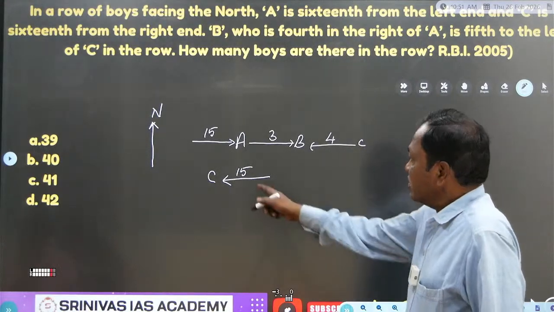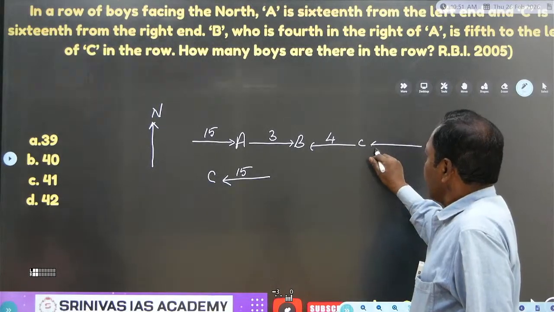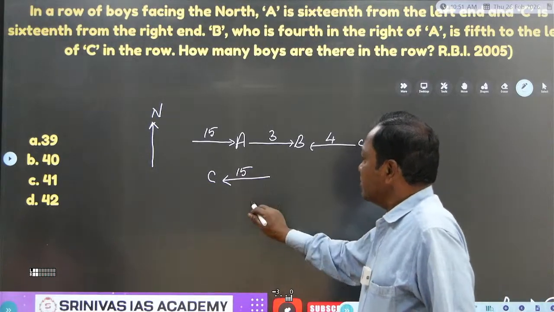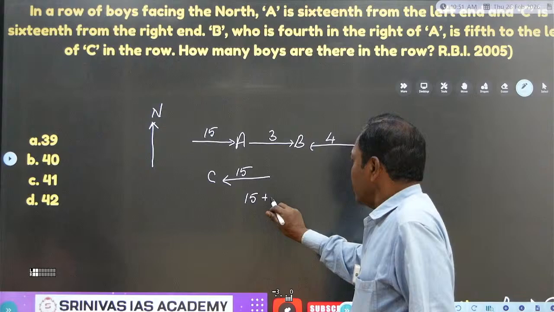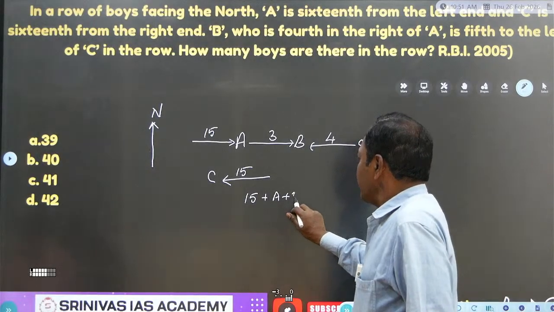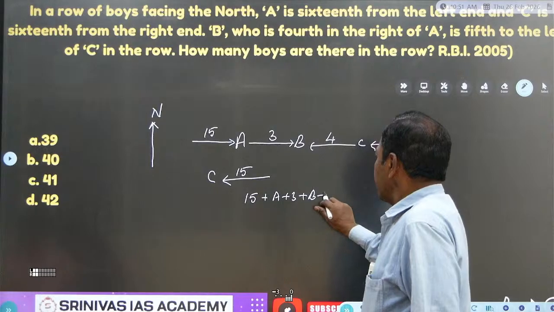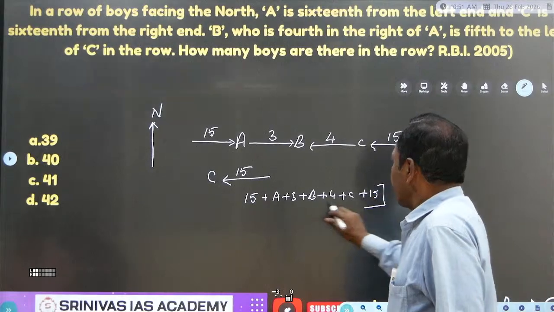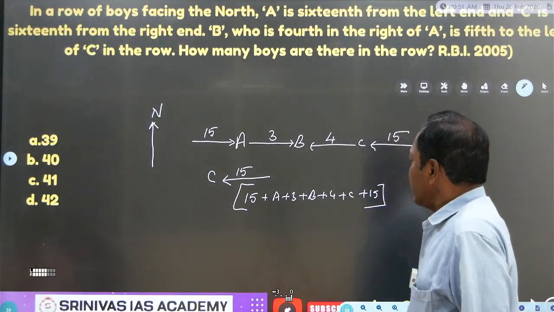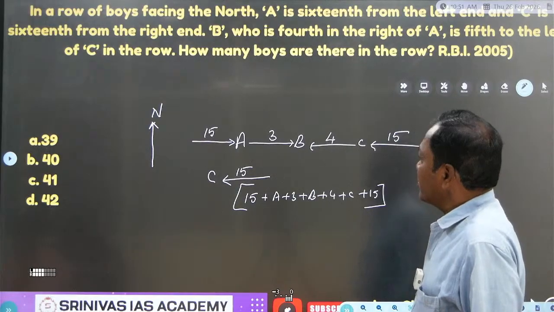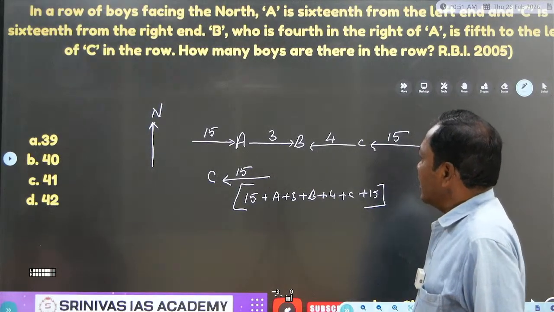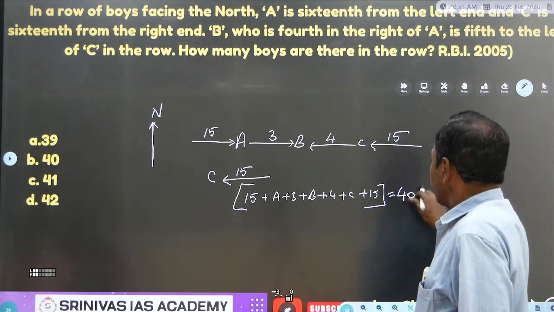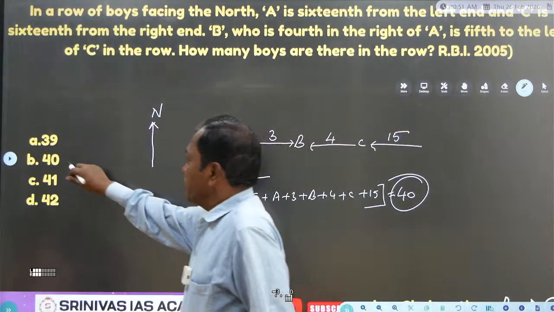Now C, after C how many are there? 15. What is the size of the row? You have to add up the total: A is 16, plus 3, plus B, plus 4, plus C, plus 15. 16, 19, 20, 24, 25, 40. This is 40. Option B.